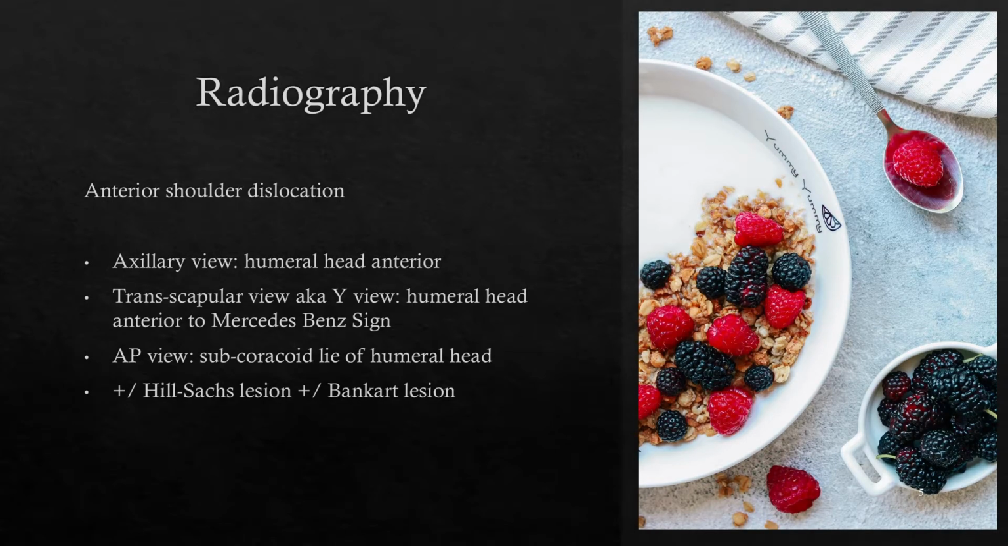On radiography, we can do an axillary view, which would show an anterior humeral head, a transscapular view, also known as a Y view, which would show the humeral head anterior to the Mercedes-Benz sign, and then an AP view, which would show a subcoracoid lie of the humeral head. There can sometimes also be a Hill-Sachs lesion or a Bankart lesion.